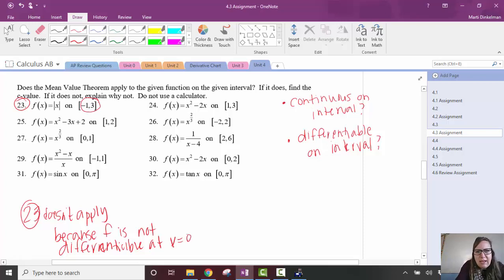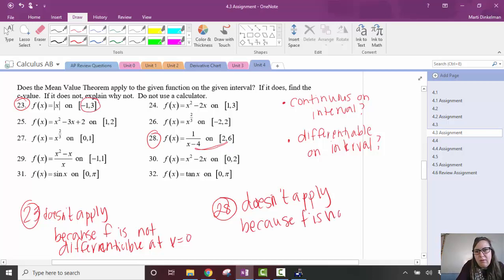Okay, and then let's find, I think 28 is the one that pops out to me. That one's not going to apply because we have something that's not continuous at 4, which is right in the middle of the interval. So doesn't apply because f is not continuous at x equals 4. Okay, so that's what you're looking for on those.